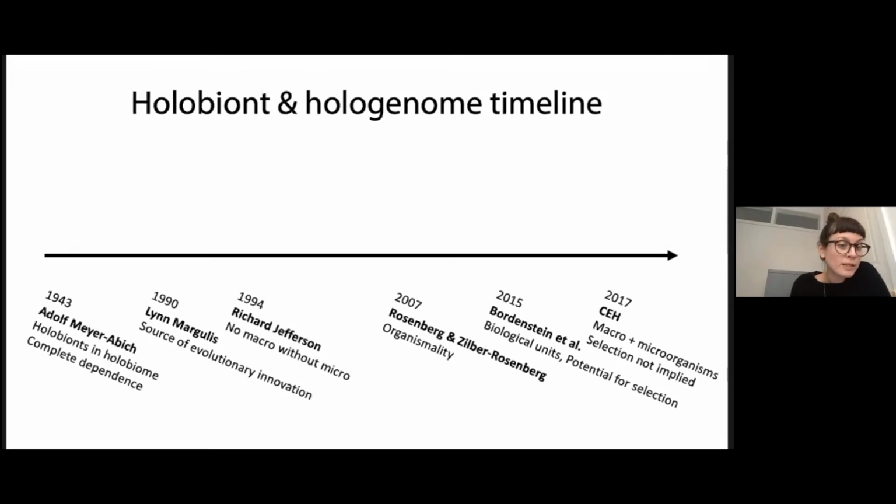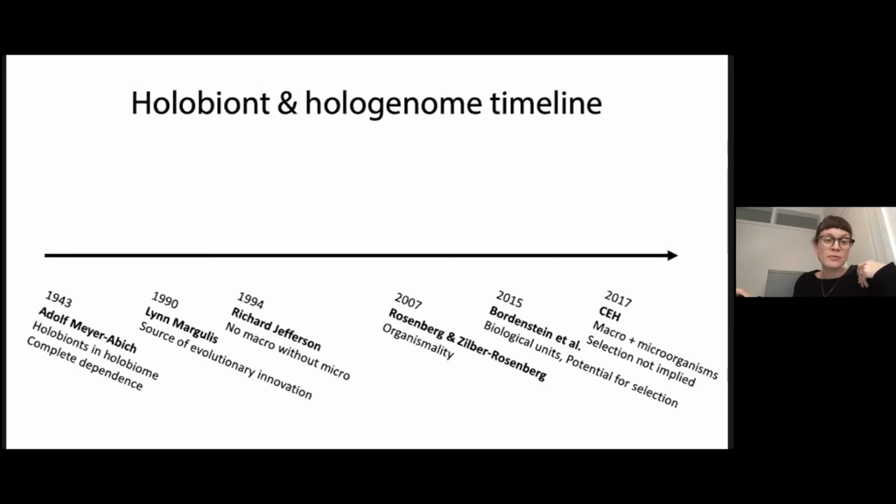Already in the 40s, the holobiont term was coined by a German scientist, and he used it to describe the different partners in a holobiont that were completely dependent on each other. More well known is Lynn Margulis, and she introduced the term independently in the 90s, describing how the holobiont, so the symbiosis, is a source of evolutionary innovation.